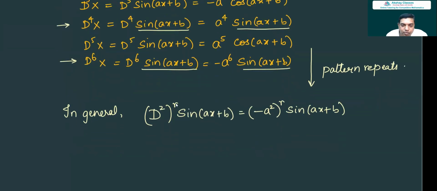So when r is equal to 1, you get d square of sine ax plus b is minus a square sine ax plus b. When r equal to 2, you get d power 4. Here you get a power 4. When r equal to 3, we get d power 6. Here we'll get minus a power 6. And so on, the pattern repeats.